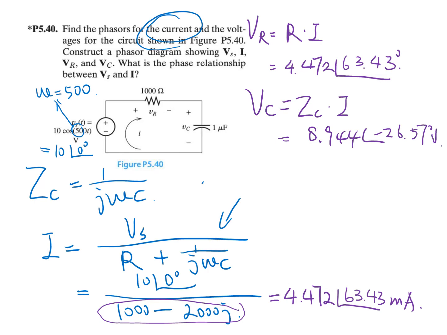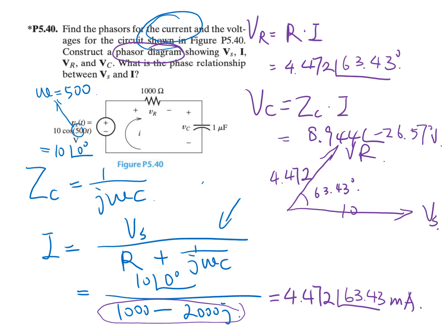And then we are asked to construct the phasor diagram for Vs, I, Vr, and Vc. Very similarly, Vs is parallel with the horizontal axis. So here is Vs and has a length of 10. For Vr, that's here. The angle is 63.43 degrees. The length is 4.472. This is Vr.